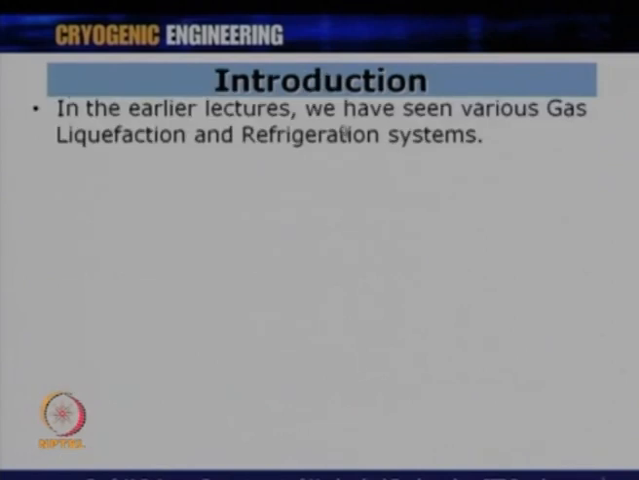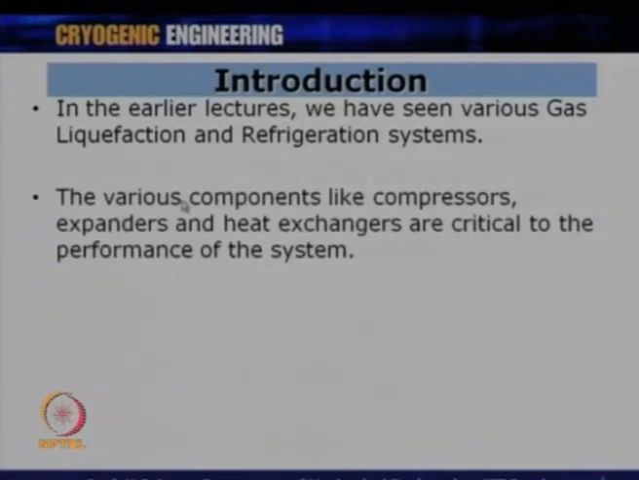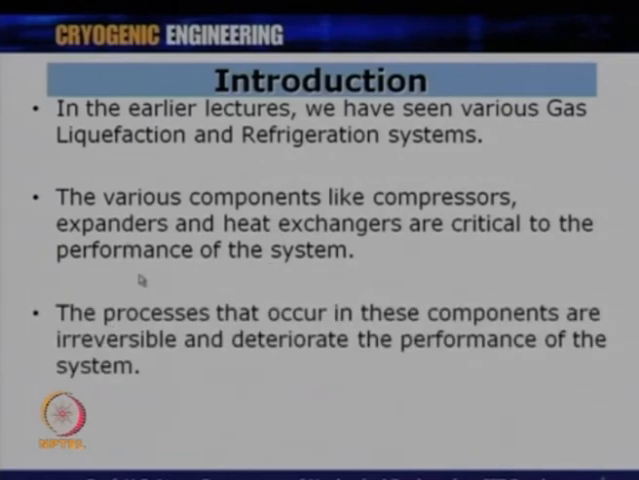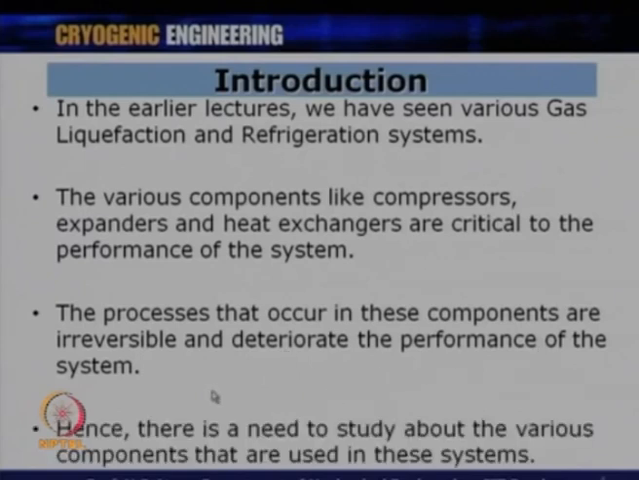In the earlier lectures, we have seen various gas liquefaction and refrigeration systems, and we have seen that the various components like compressors, expanders and heat exchangers are absolutely critical to the performance of the system. We had seen how the effectiveness of heat exchangers matters, how it affects the yield, and also how the different efficiencies of compressors and expanders affect the yield and the work done per unit mass of gas which is liquefied. These processes of compression, expansion and heat exchange that occur in these components are irreversible and deteriorate the performance of the system.